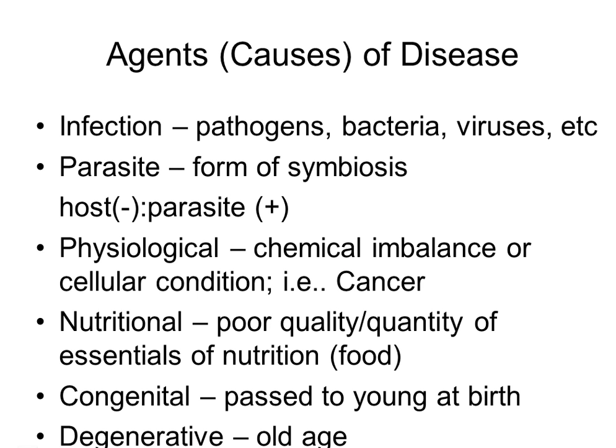Some of the causes of disease are similar to humans: infection, a parasite, a physiological cause such as chemical imbalance, or cellular condition like cancer, nutritional, which is the poor quality or quantity of food, congenital, which is passed on to young at birth, or degenerative, caused by old age.